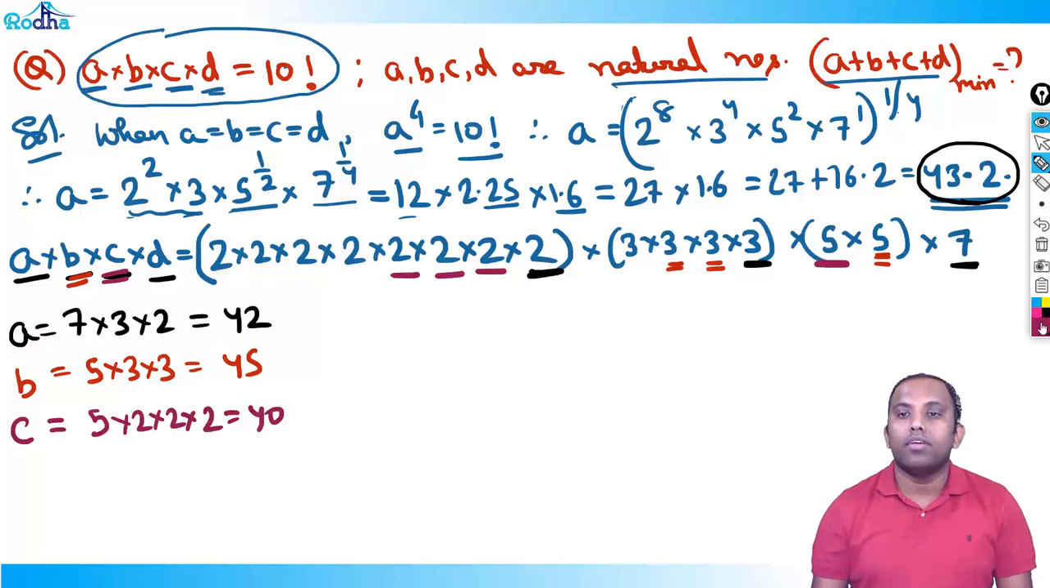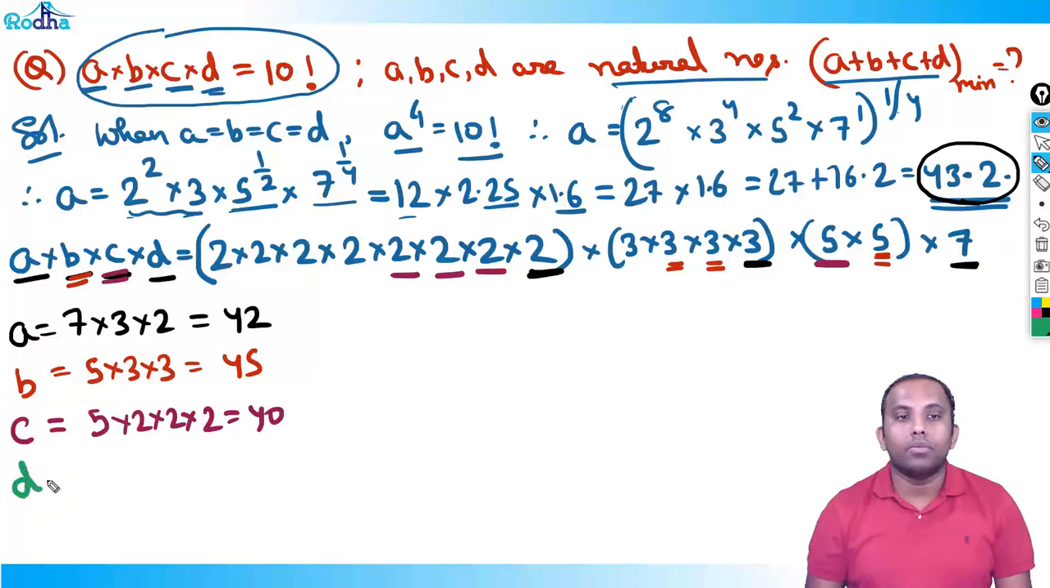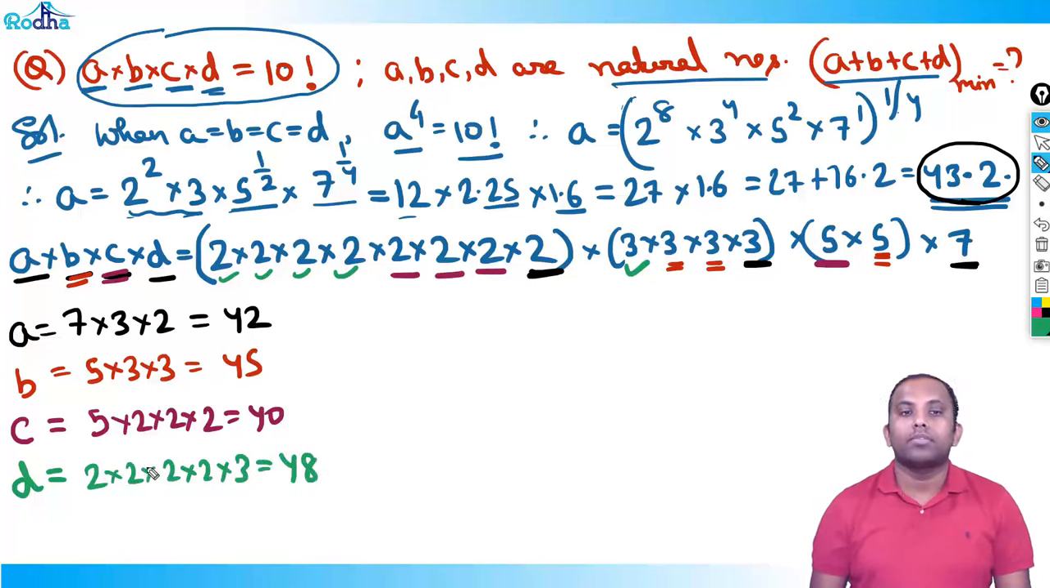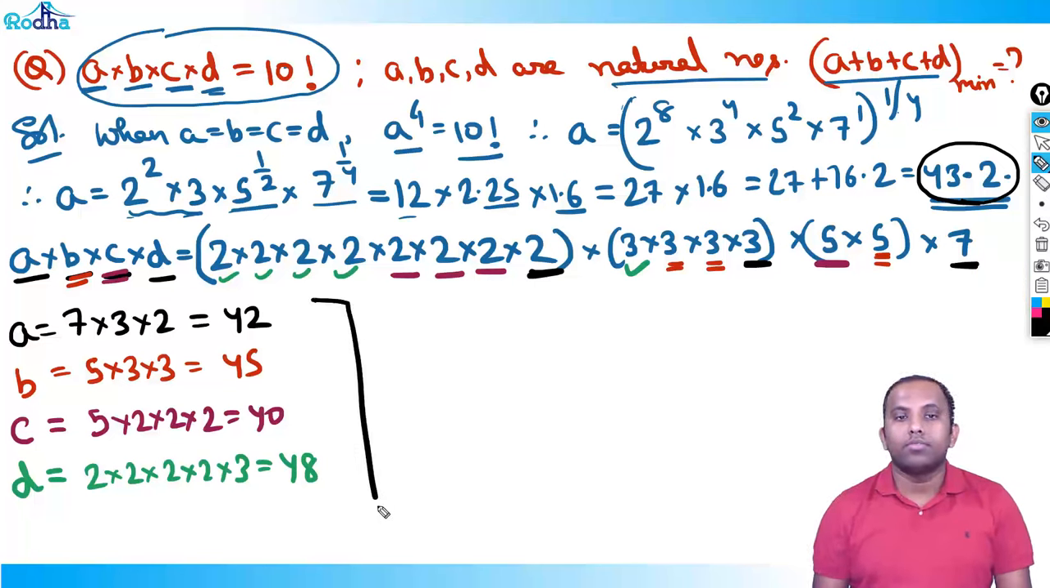Whatever is left, that will be the value of D. What is it for D now? 2 into 2 into 2 into 2 is 16. 16 into 3 is 48. So D is 2 into 2 into 2 into 2 into 3, that is 48. So what is the answer here?